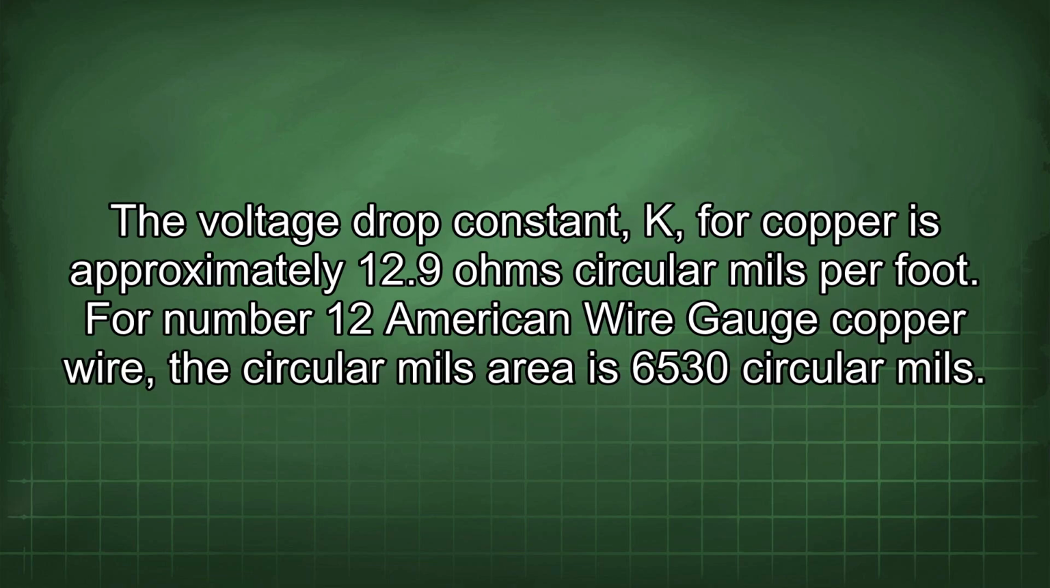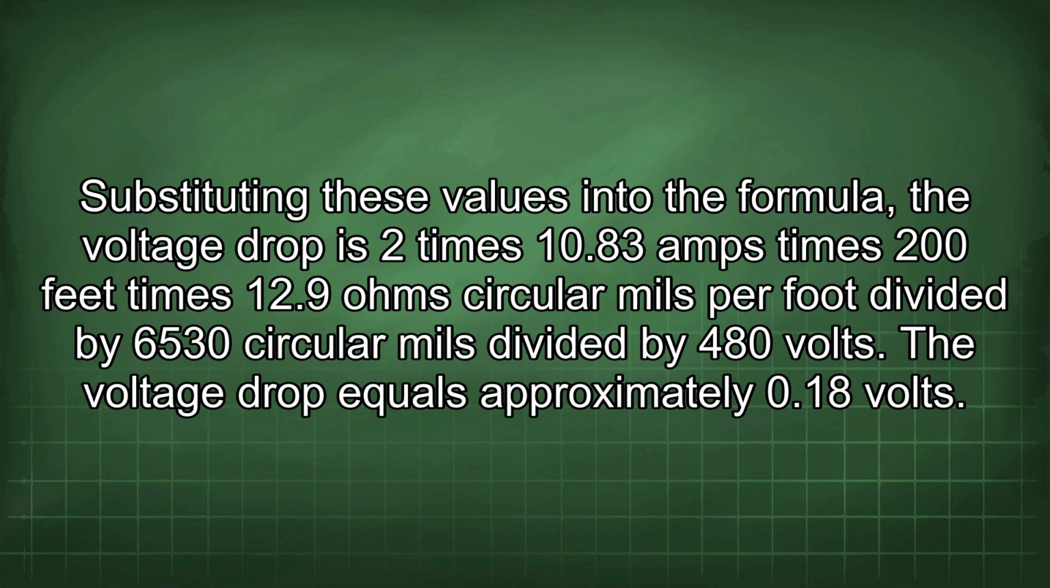The voltage drop constant K for copper is approximately 12.9 ohms circular mils per foot. For number 12 American wire gauge copper wire, the circular mils area is 6,530 circular mils. Substituting these values into the formula, the voltage drop is 2 times 10.83 amps times 200 feet times 12.9 ohms circular mils per foot divided by 6,530 circular mils divided by 480 volts.